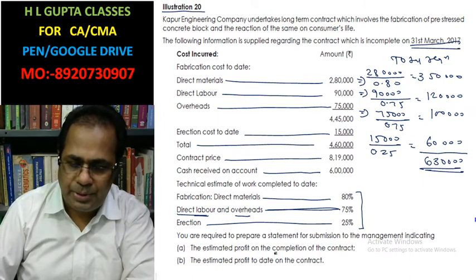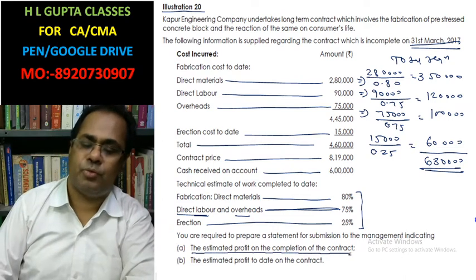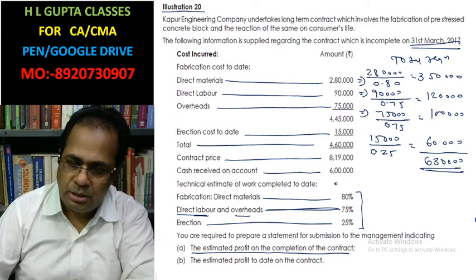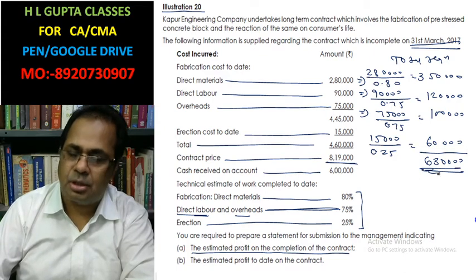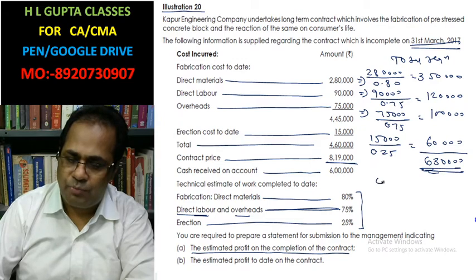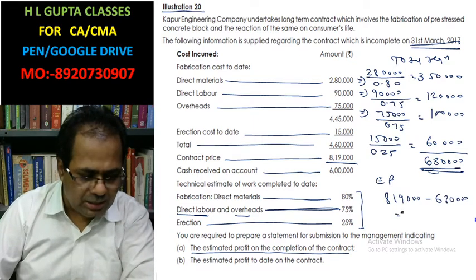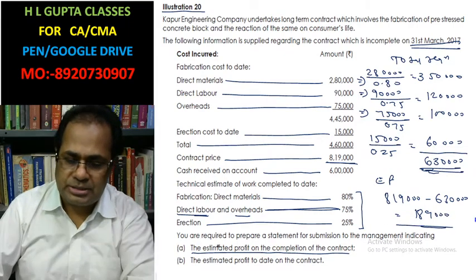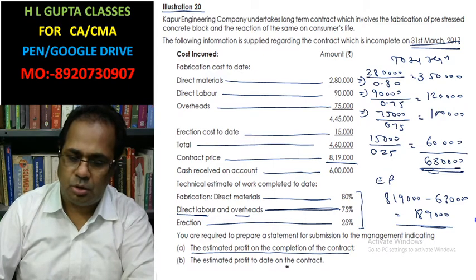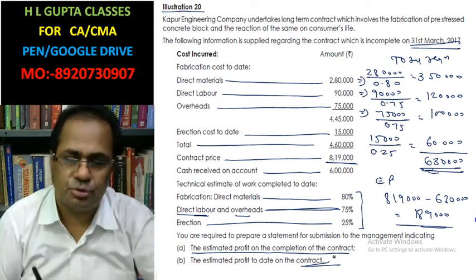What is this asking you? The estimated profit on the completion of the contract. The contract price is 8,19,000 and this is the estimated cost, so the estimated profit will be 8,19,000 minus 6,30,000, which is 1,89,000. Okay, this is a direct question. It also asks the estimated profit to date on the account, and how much profit is transferred to the profit and loss account.